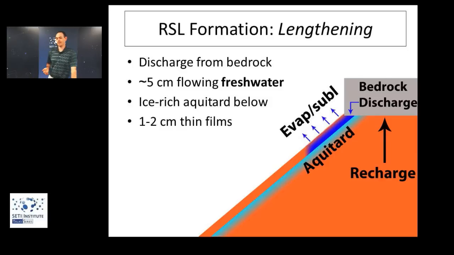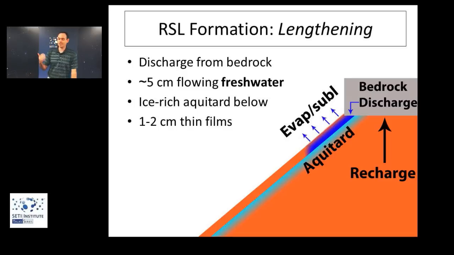So here's our formation mechanism. We have discharge from the bedrock. We think this is actually ice melting in the bedrock. Then this ice melts, it flows into the regolith. It's about 5 centimeters thick. It's probably fresh water because the temperatures are so high here. It's flowing on an ice-rich aquitard. This ice-rich aquitard is formed from previous flows that just never fully sublimated away.